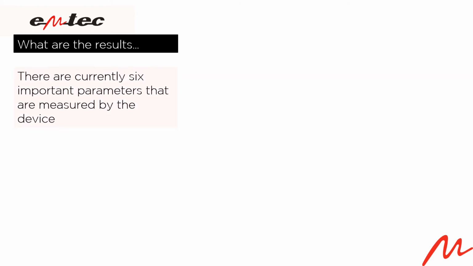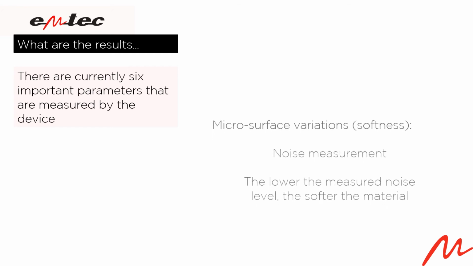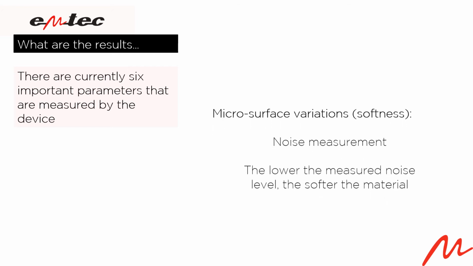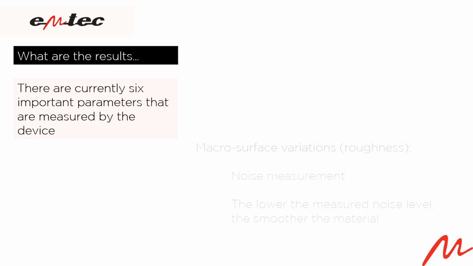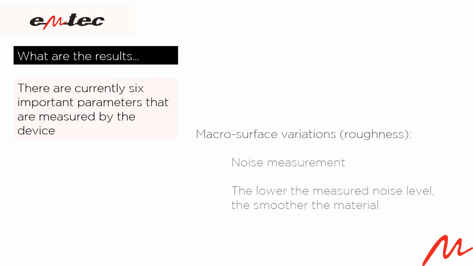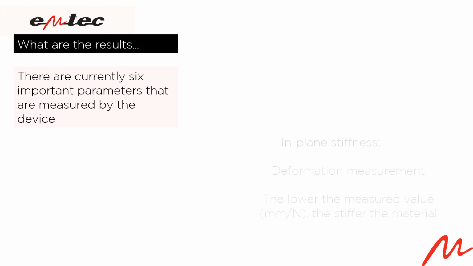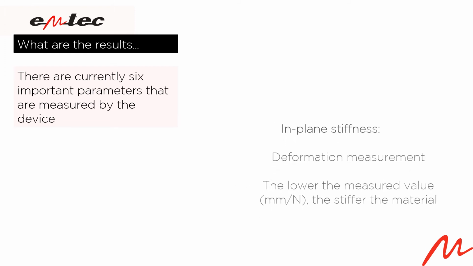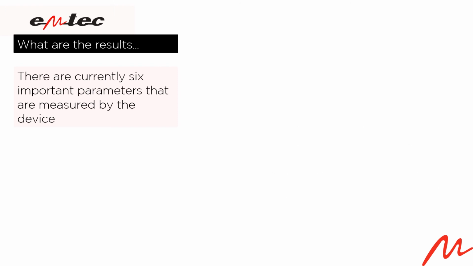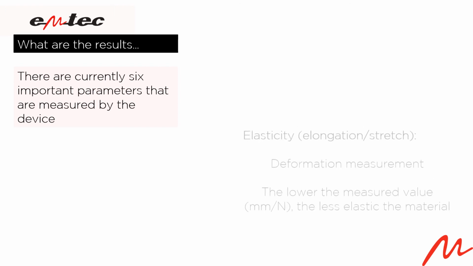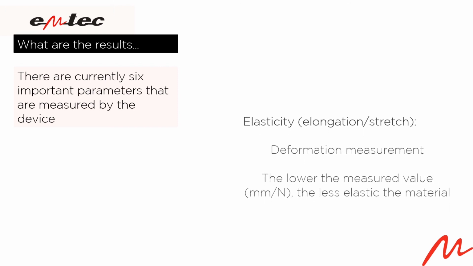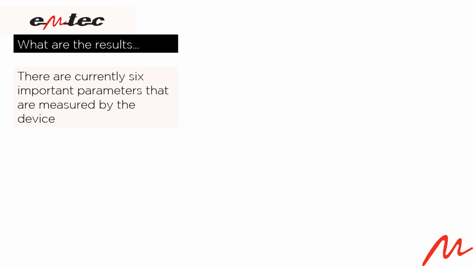There are currently 6 important parameters that are measured by the device. Micro surface variations, which represent the softness. Macro surface variations, which represent the roughness. In-plane stiffness. The elasticity, elongation and stretch. And the recovery.